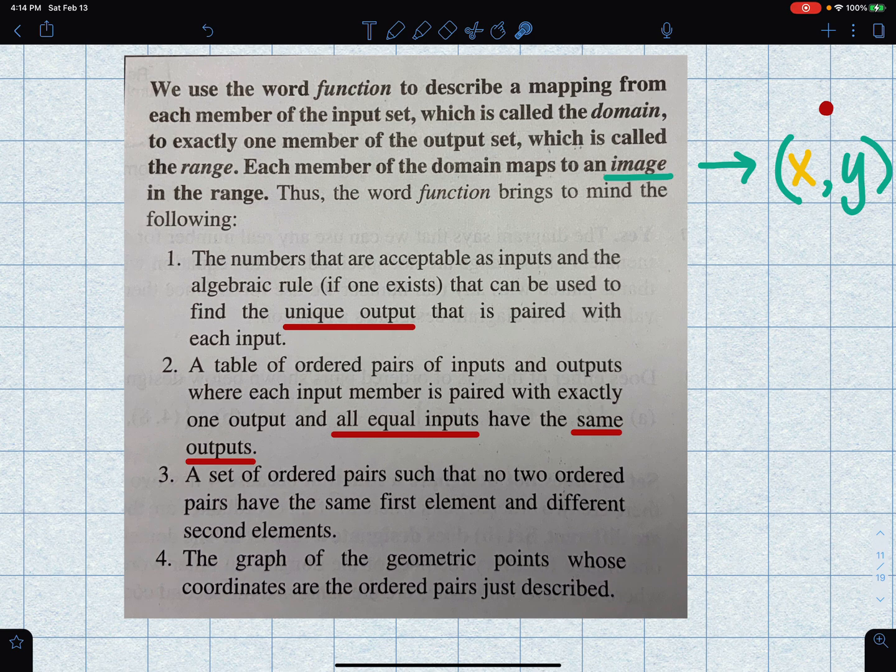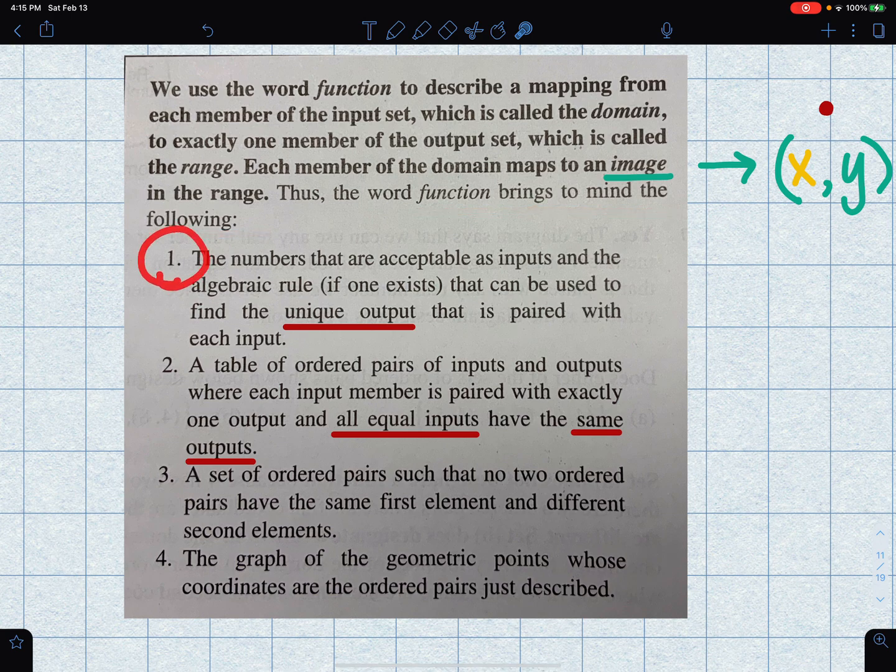But there might be more than one x for every y, right? You can have as many x's as you want. Each member of the domain maps to an image in the range. What does that mean? It maps to a dot. It matches to an image. So if you've got a graph, there's your x and y. It's an image, okay?